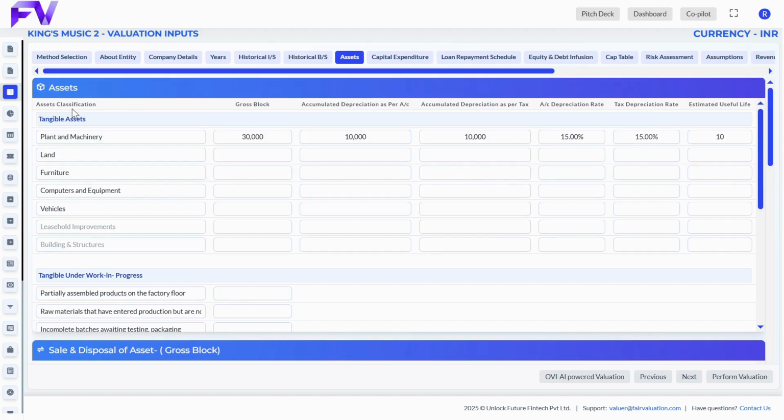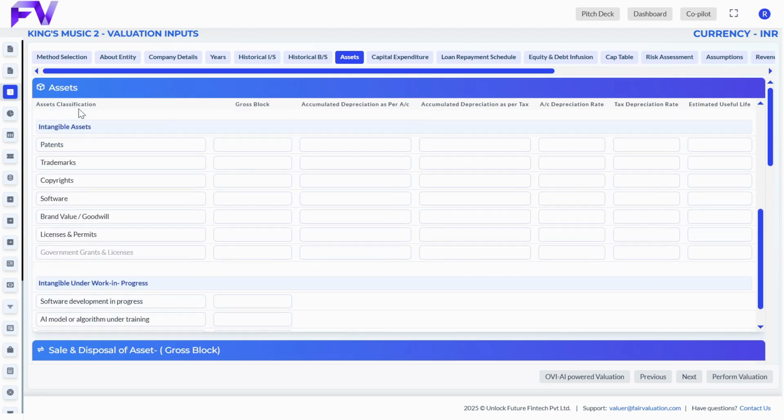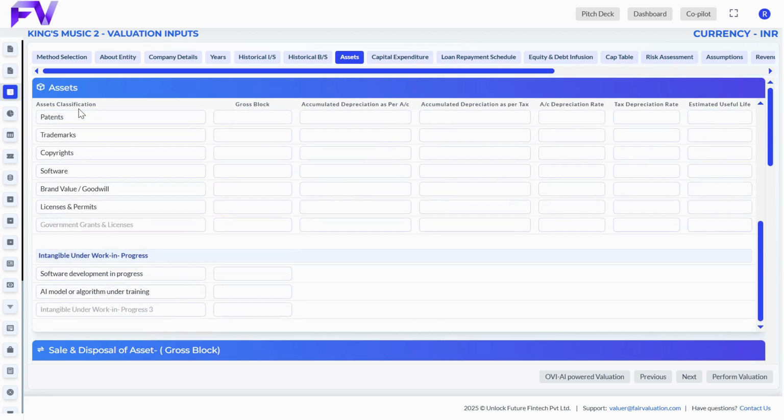For every asset, please input the latest financial details, including gross block, which is the original cost of the asset before any depreciation; accumulated depreciation as per accounting, representing the total depreciation recorded in your financial statements; accumulated depreciation as per tax, which is the depreciation calculated for tax purposes.